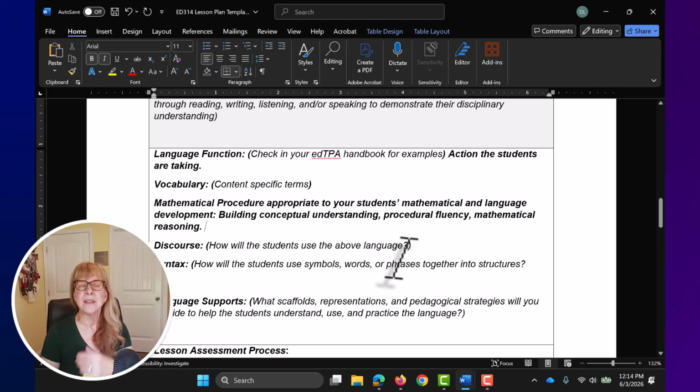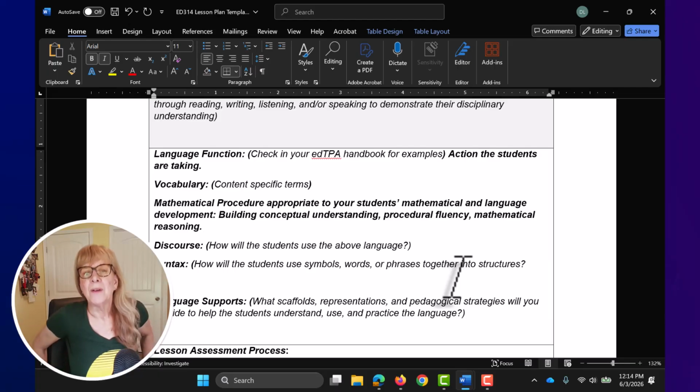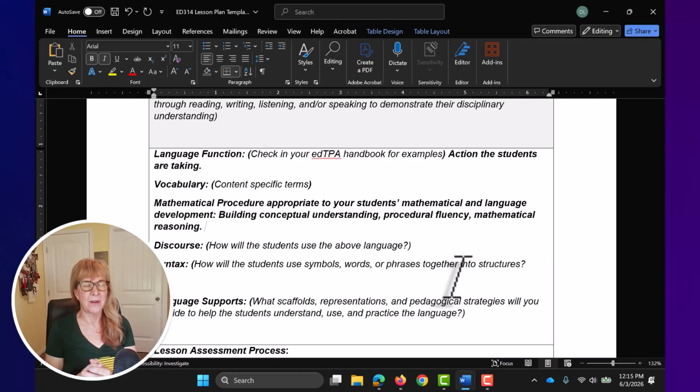Syntax, like it says here, is just the symbols, words, or phrases that students will be using. So if you're doing a math lesson, the symbols are the addition signs, the subtraction signs. If you're doing a reading lesson, then it's more about words and phrases that you put together, right? And you might have sentence starters that you use for them. So here it's mostly about symbols, words, and structures.